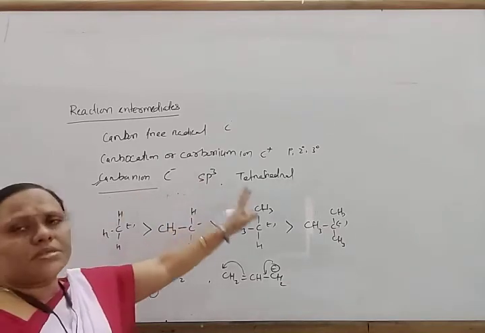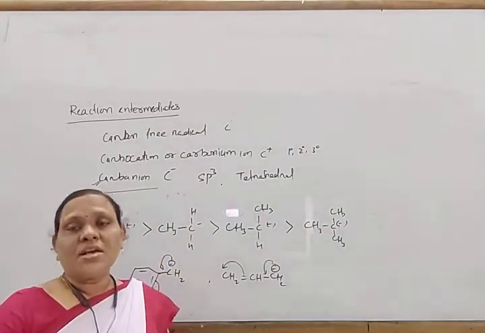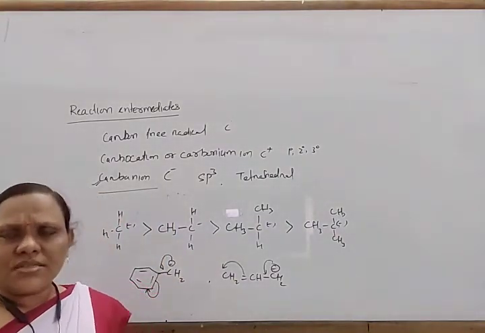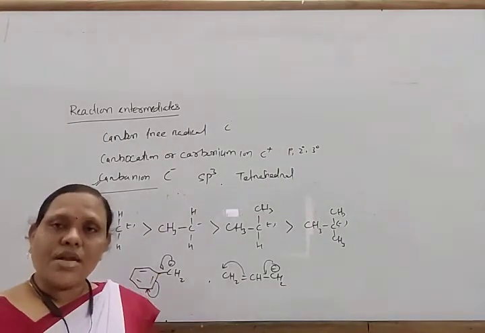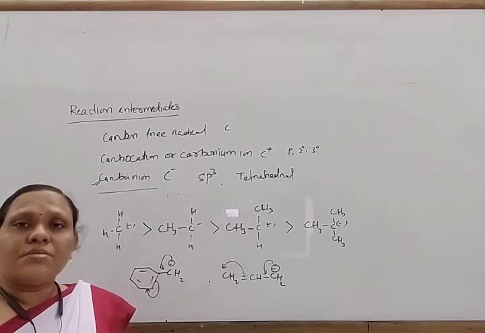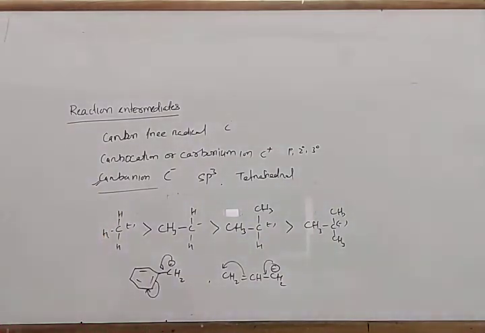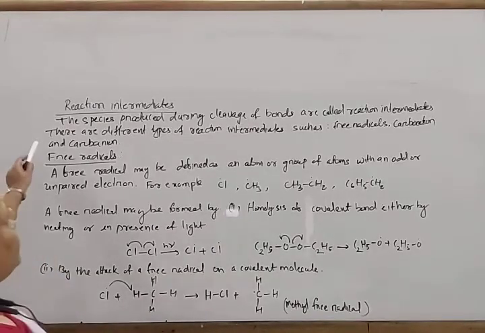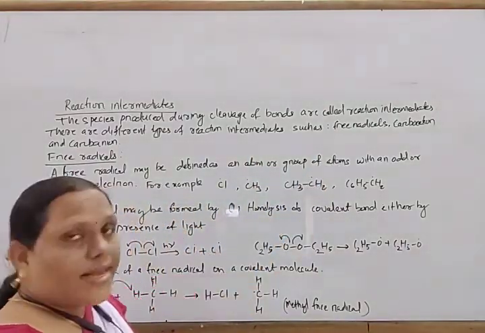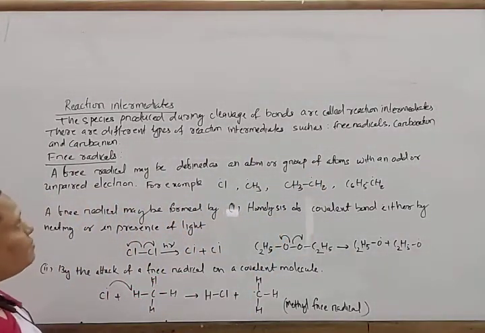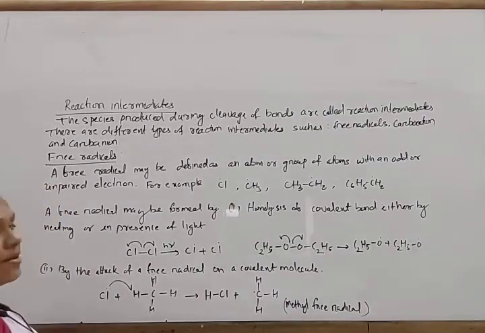So this already we have discussed, the structure. What are the reactions generally under the carbanion intermediates? Some reactions like alkyl condensation reactions undergo through these carbanion intermediates. Okay, so these are some ideas about reaction intermediates. So the species produced during the cleavage of a bond are called reaction intermediates. There are different types of reaction intermediates such as free radicals, carbocation and carbanion.